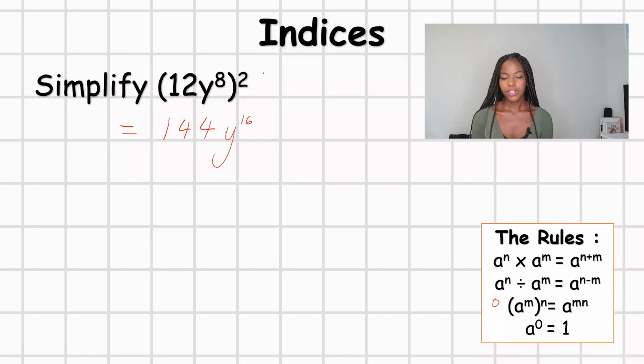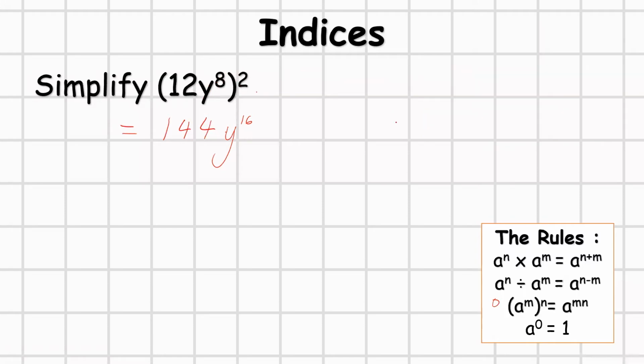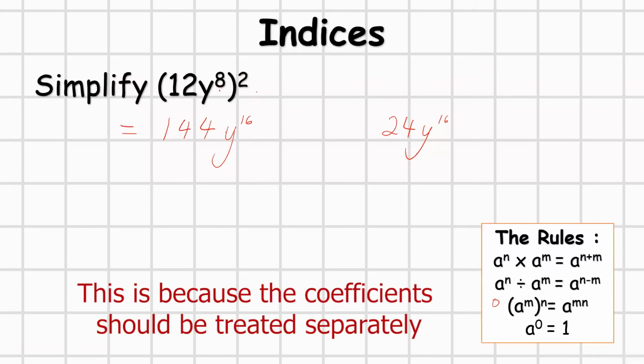So again, what we've done is we've treated the coefficient as normal, so we've squared the 12 as normal, and we've multiplied the powers together. I know some people may have been tempted to do 24y to the power of 16, but it's not the same thing because the indice means to square. So if you square something, you multiply it by itself. We'd multiply the 12 by itself to get 144. But if we're squaring an existing power, we multiply the powers together, which is why we didn't square the 8.